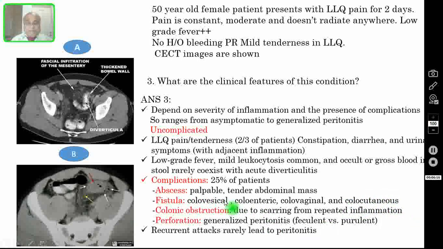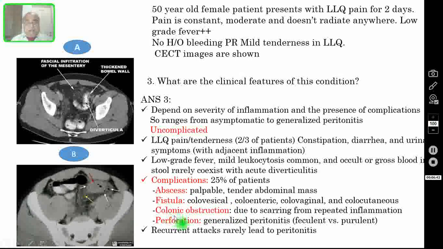The colovesical fistula is the most common fistula, and the hallmark sign for colovesical fistula is pneumaturia, where patients pass air in the urine, or sometimes even fecal material can be passed along with the urine.